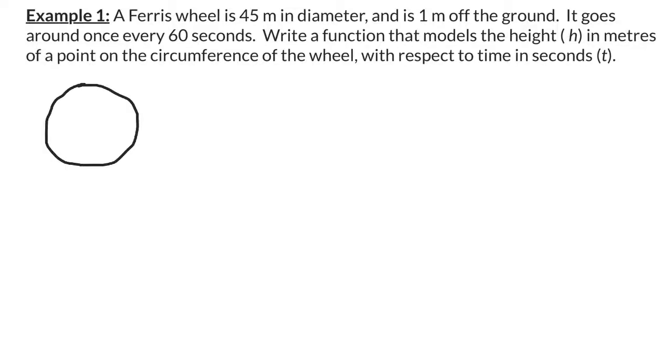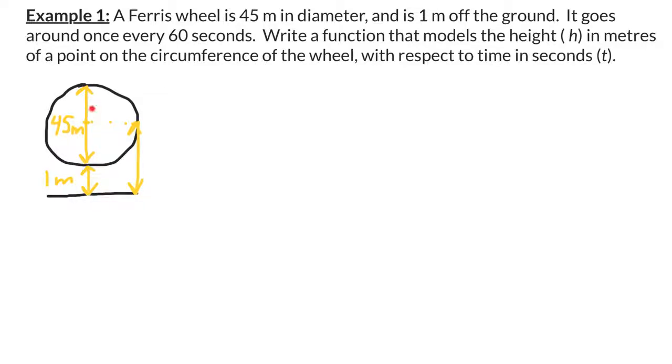So if you think about a Ferris wheel, this one has a diameter of 45 meters. And the question says that this Ferris wheel is also 1 meter above the ground. So how high off the ground is the center of the Ferris wheel? I'm talking about this distance here.